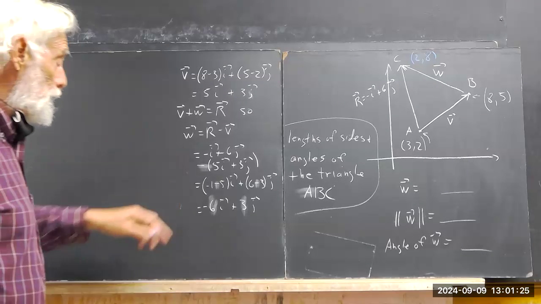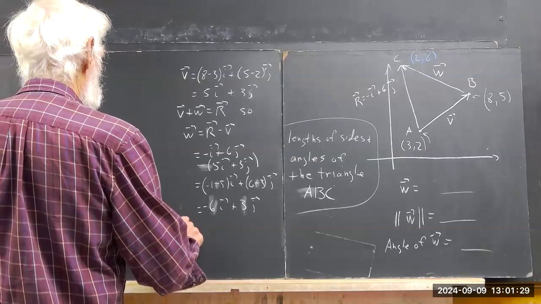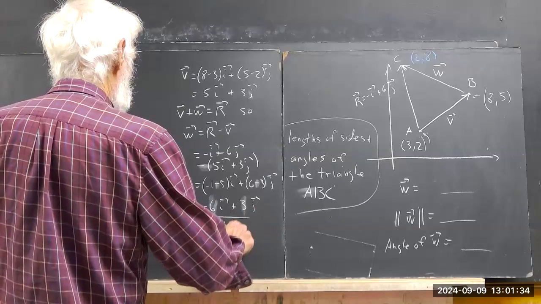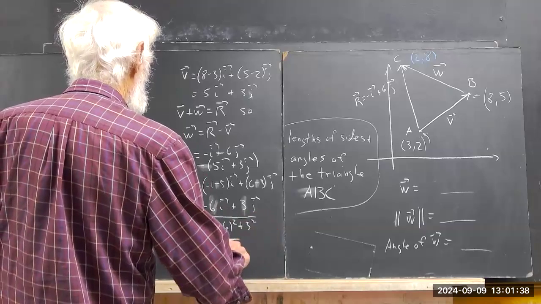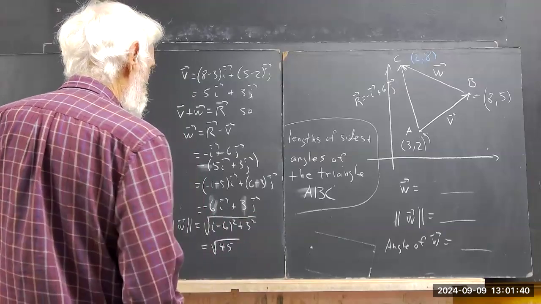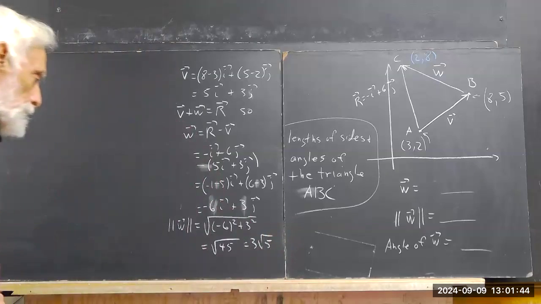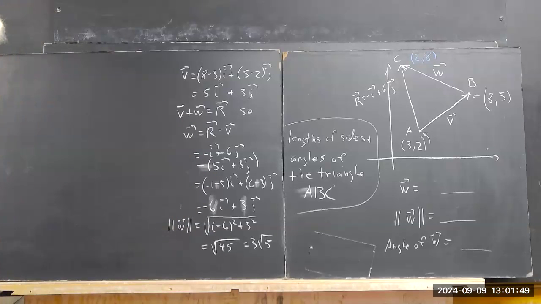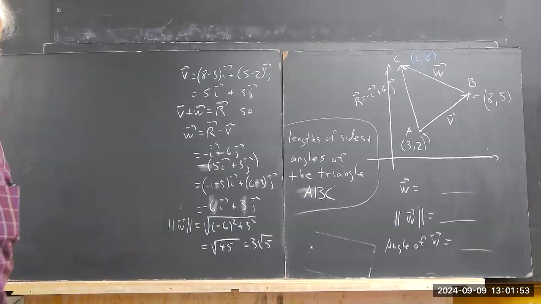Okay, so there we have it. There's W. Well, the magnitude of W is easy. That's straightforward. Everybody knows that. And if you have the wrong numbers in there, you know why, but you know how to get them back to magnitude and theta.